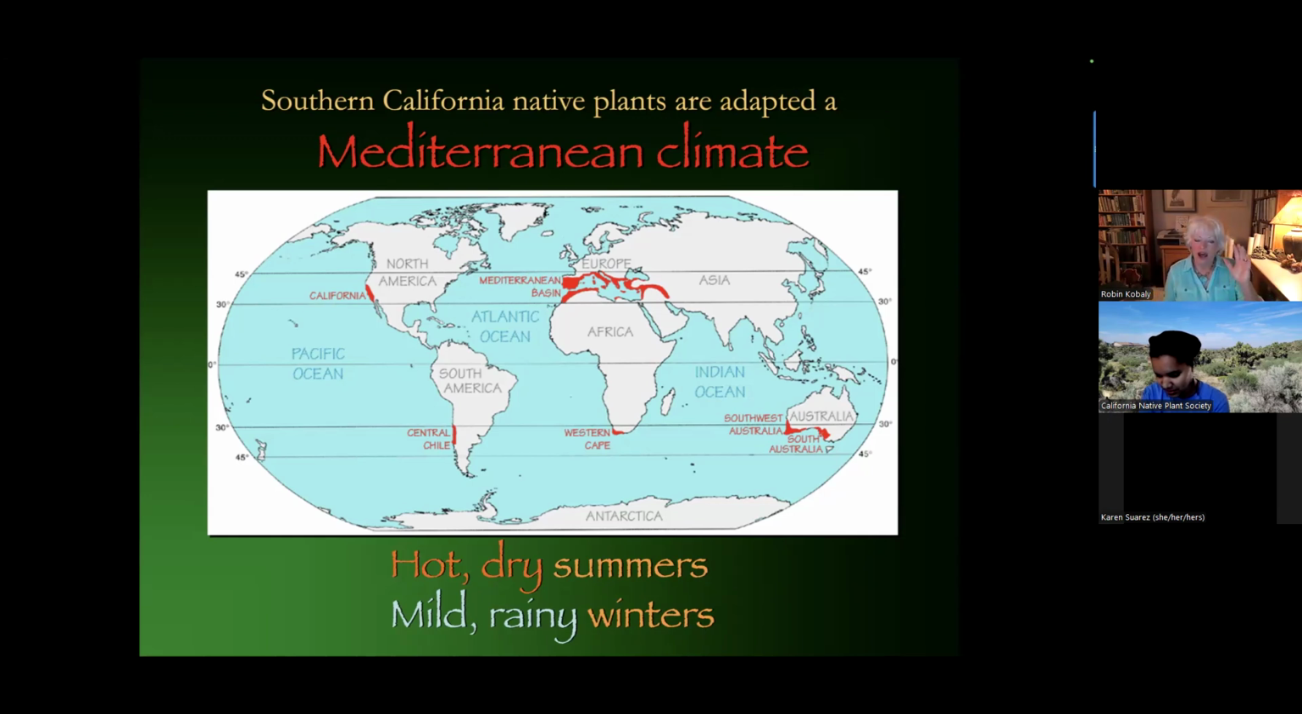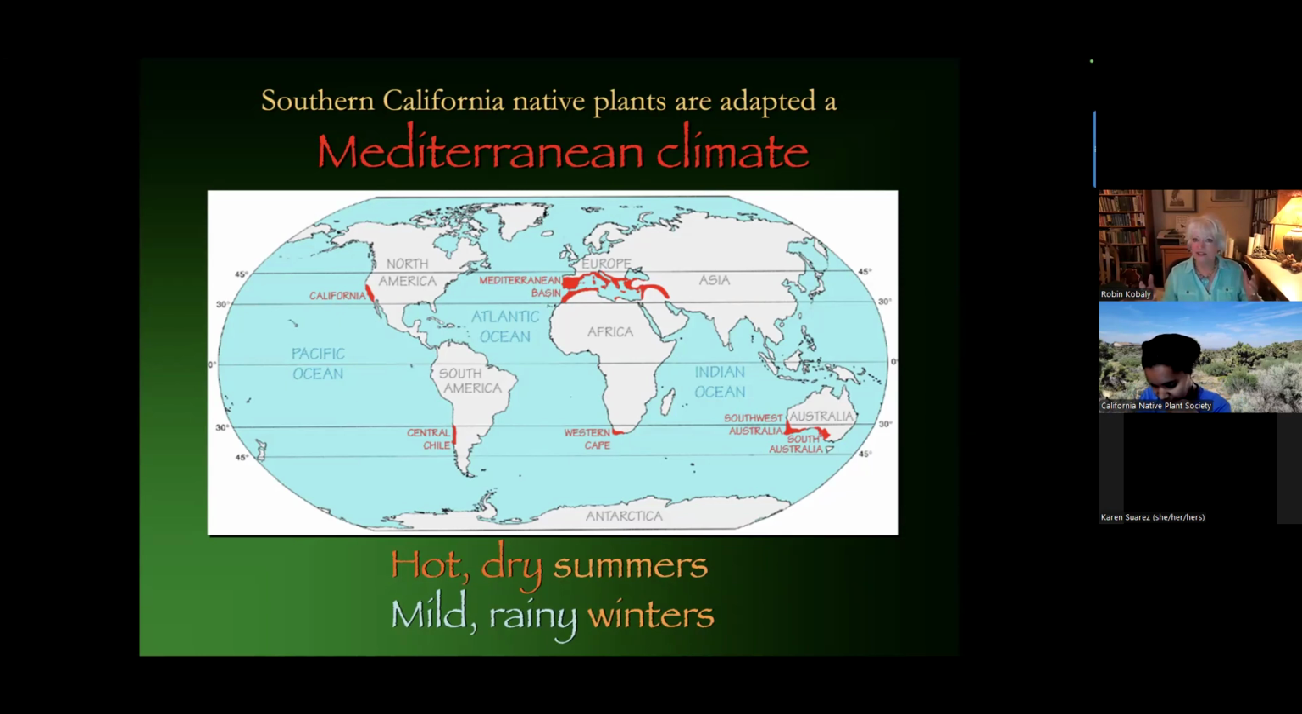And so on the west side of each continent around the globe, between 30 and 45 degrees north and 30 and 45 degrees south, we have Mediterranean climates. We still here in the desert, even though we're not right on the coast, are so influenced by the Mediterranean climate, which creates hot, dry summers and mild, rainy winters.